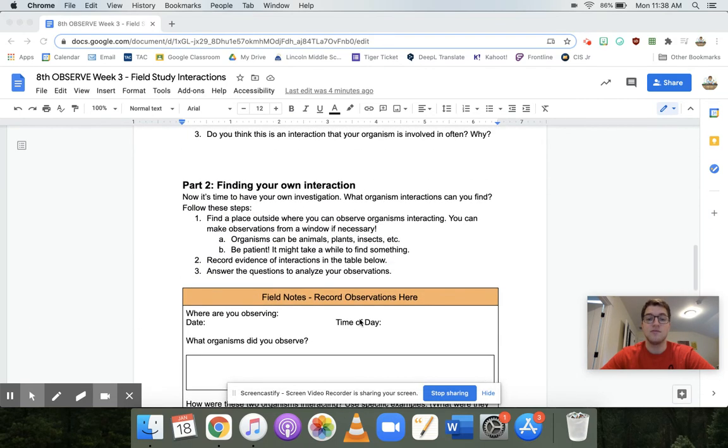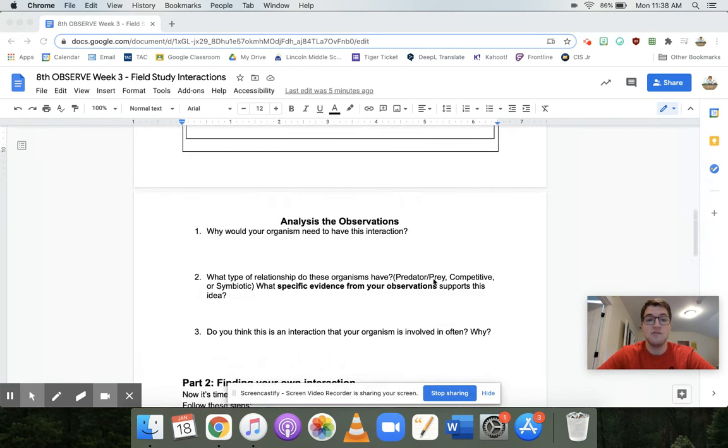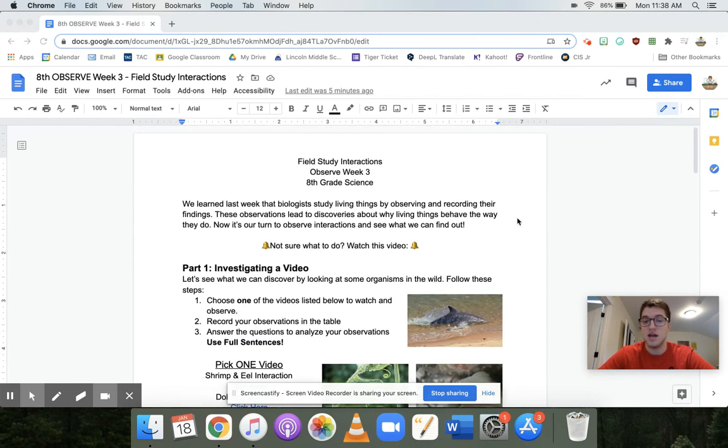Be patient here. It might take a while to find some living things that you really want to observe, but be vigilant, be the good scientist that you are, and make observations and look for living things all around. If you're having trouble with this, let me know. This is not an assignment that you would want to wait to do until Friday afternoon. You probably want to get a head start on this.